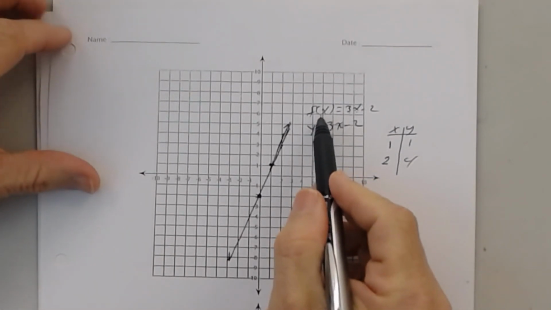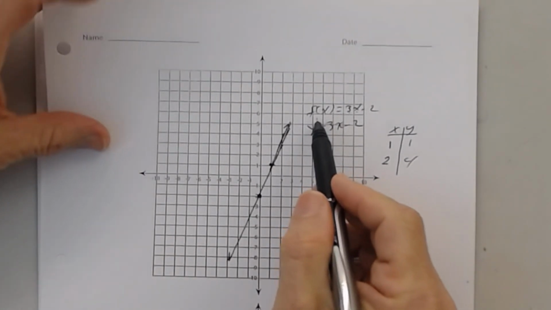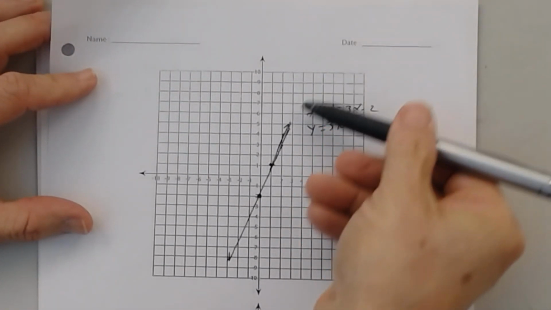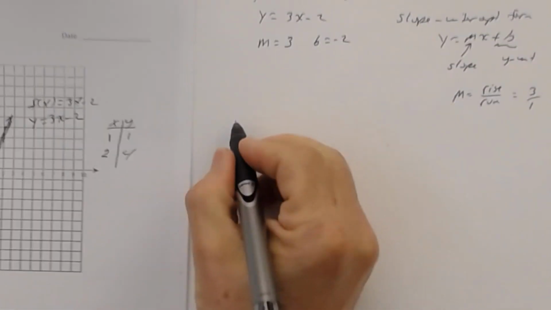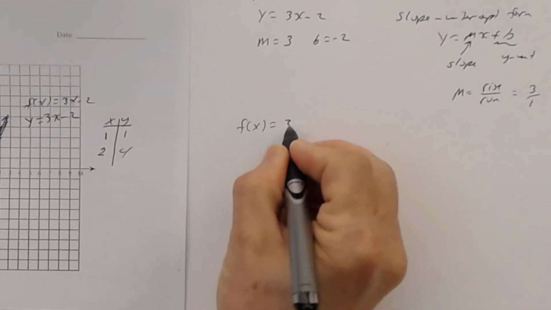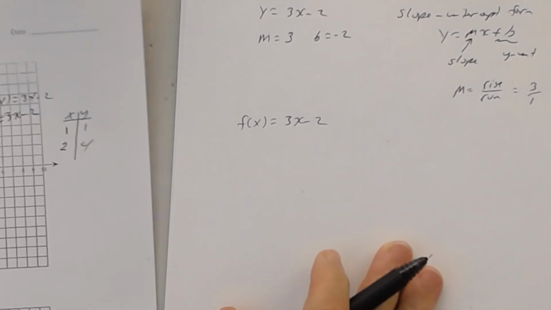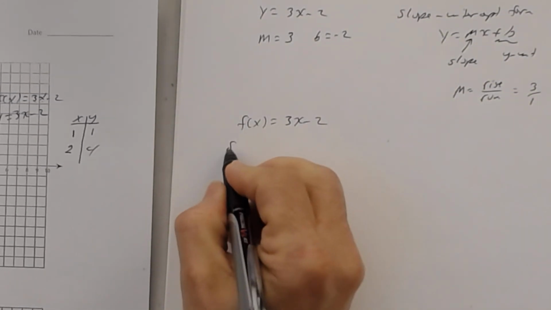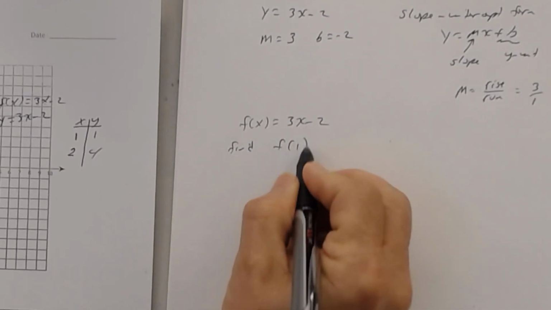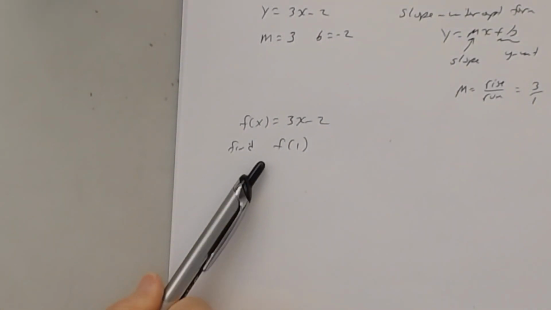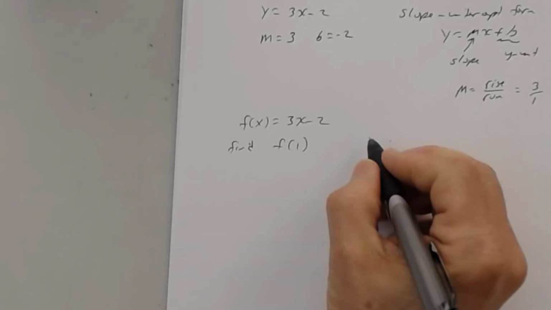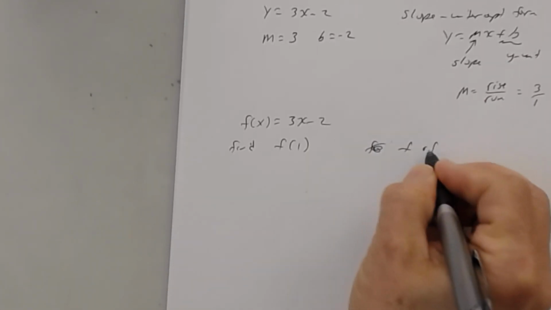So this function notation, f of x, represents y, which can be represented using a graph, right? Okay, so listen carefully. Suppose f of x is 3x minus 2. And I asked you to find f of 1. Now, read this carefully. This does not say f times 1. This says f of 1.